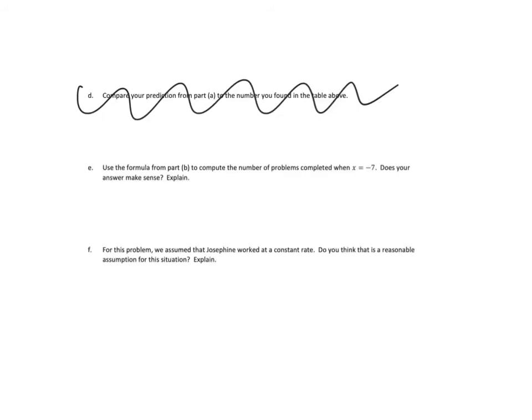All right, here it says use the formula from part B to compute the number of problems completed when x equals -7. Remember, our equation was y equals 0.29 times x. In this case, our x is -7. If I did 0.29 times -7, I would get -2.03. Does this answer make sense? Well, no, the answer does not make sense. The reason is that it's saying our time is negative. Time can't be negative. Remember, that's what our x represents.